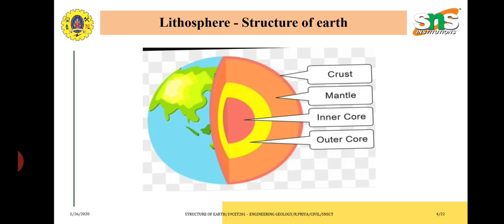Coming to the lithosphere. Litho means stone. The stony part of the earth is known as the lithosphere. In the lithosphere there are three different layers. The uppermost layer is known as the crust, the middle one is known as the mantle, and the innermost is known as the core.